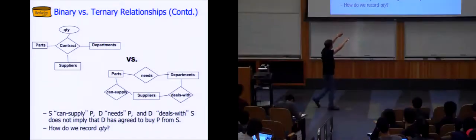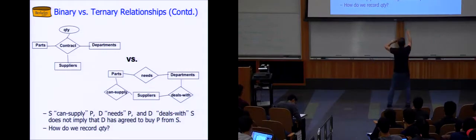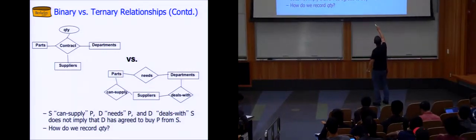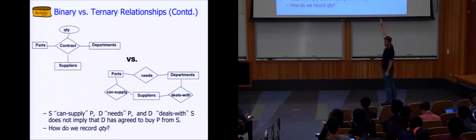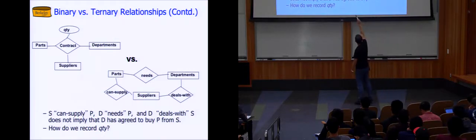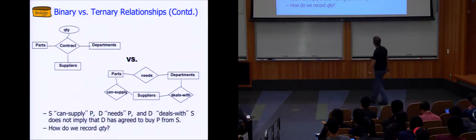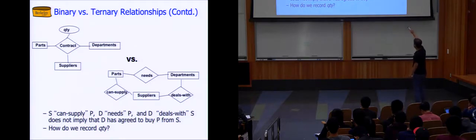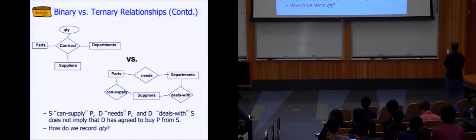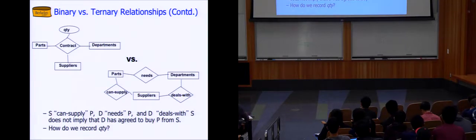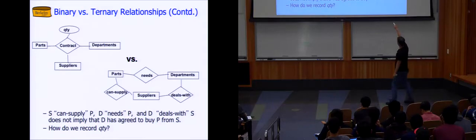Let's look at an alternative design with two binary relationships, or actually three binary relationships. Suppliers deal with departments. Departments deal with suppliers. Parts are needed by departments, and departments need parts. Okay? And suppliers can supply parts, and parts can be supplied by suppliers. And that's all fine. The question is, when you have a particular contract, where does the quantity go in this lower diagram? How do we say that the shoe department needs 2 shoelaces from Bob's shoelaces? Right. Where do you put 2 shoelaces in this picture?